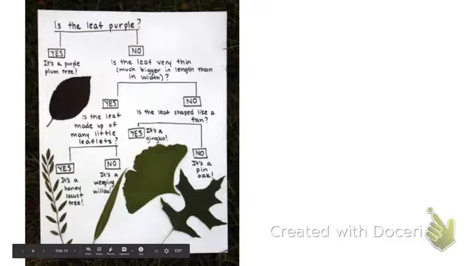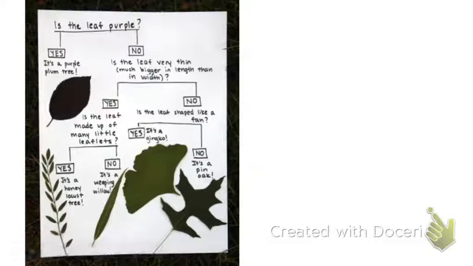So let's say you had a leaf. Let's pretend, between you and I, you know it's this leaf right here. So you have a leaf in your hand. It says, is the leaf purple? No, it's not purple. So it takes you to this one. This is question number 2. Is the leaf very thin, much bigger in length than in width? Then the answer is no. Is the leaf shaped like a fan? If you look at the leaf that would be in your hand in this situation, then you would say yes. And so then you know that it is a ginkgo leaf.